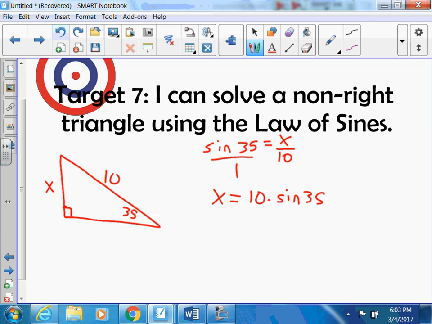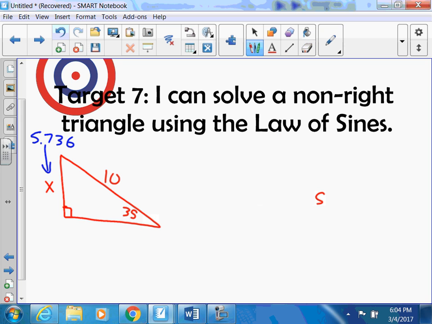So now we get out your calculator. It's really important that you make sure you type this stuff in correctly. And when you do that, you should get 5.736 if we round it. So x over here is 5.736. Okay, so that's one way we can find that side, but there is another way. We also have the law of sines and law of cosines.